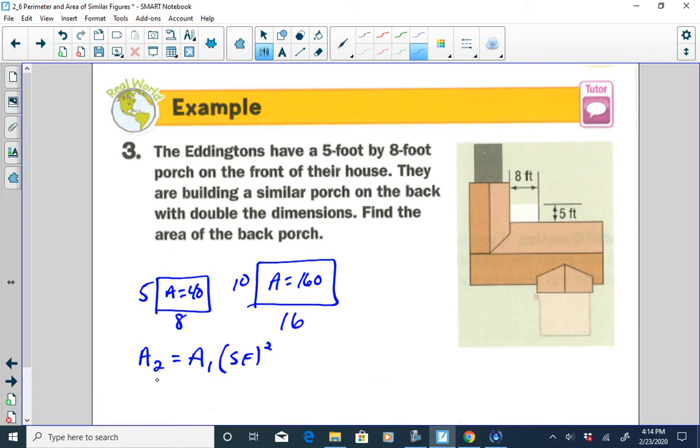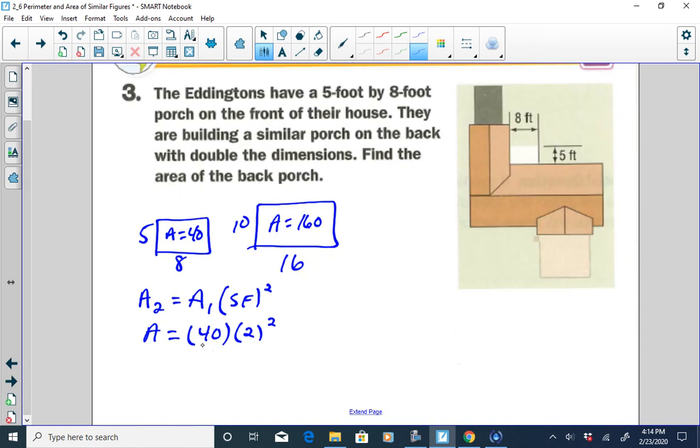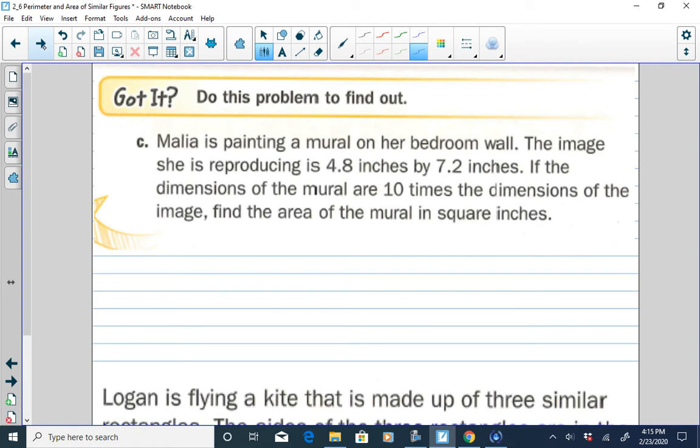Area 2, which is what we're looking for, is going to be equal to area 1, which is 40, times the scale factor, right? The scale factor is going to be 2, and then we're going to square it. 2 squared is 4. 4 times 40, area is going to be 160, and those are square feet. So if I did not draw this little model, I could have done the problem this way using that rule. Now that's going to be real helpful because we can't always draw models. So let's try to use that rule to help us with some of these other problems.